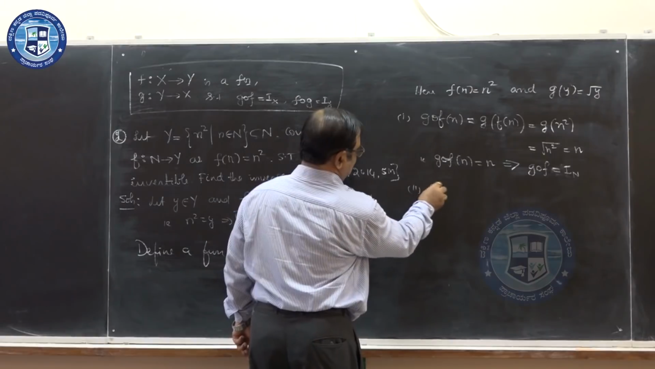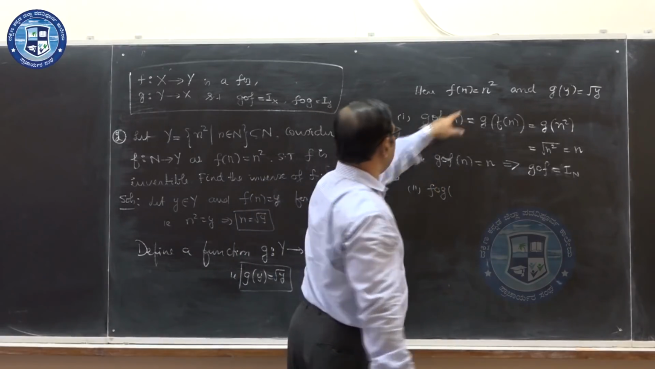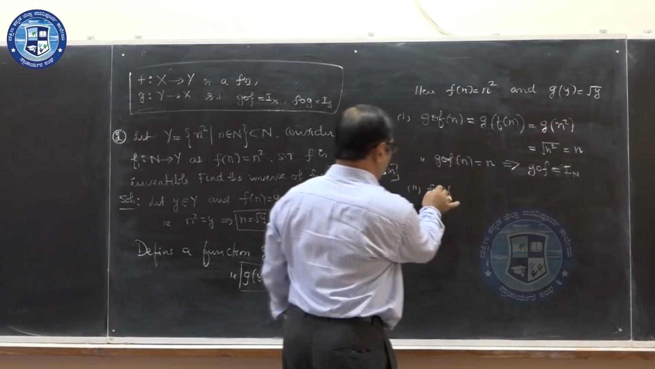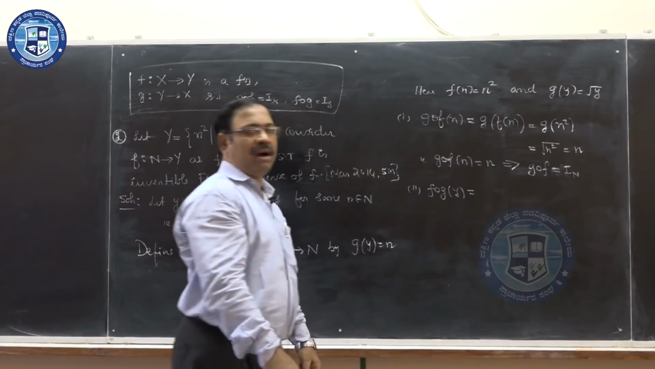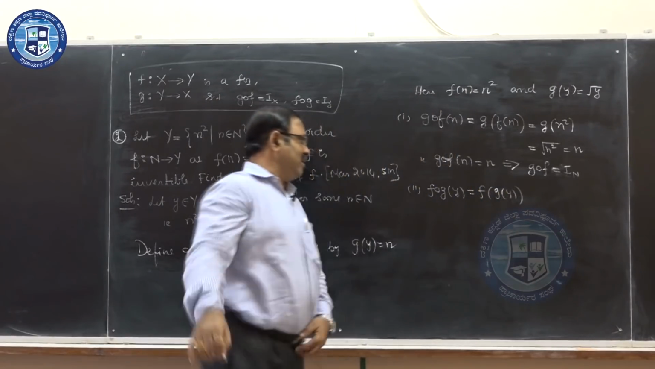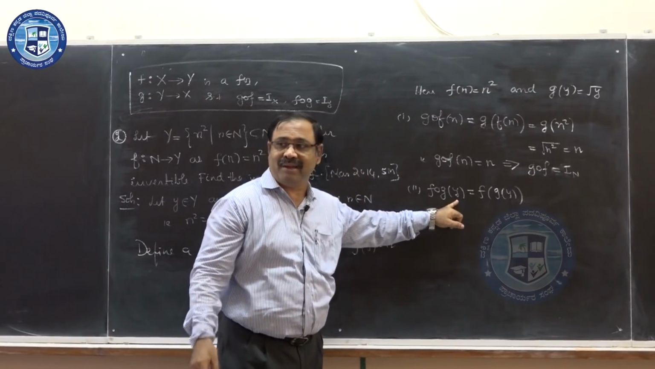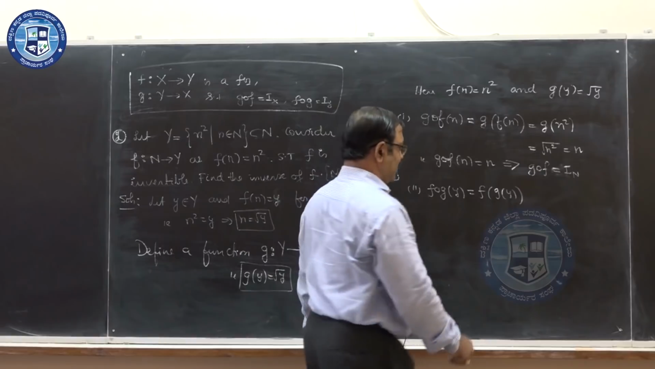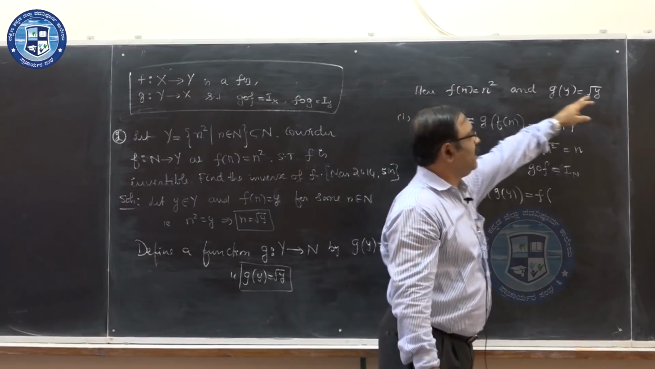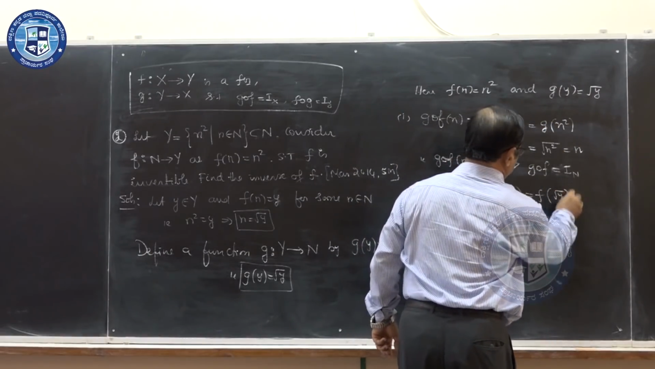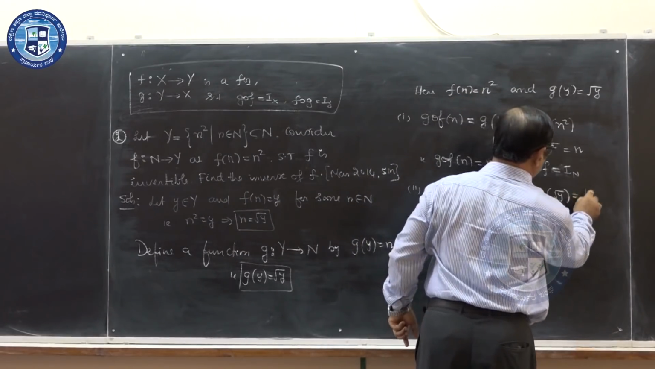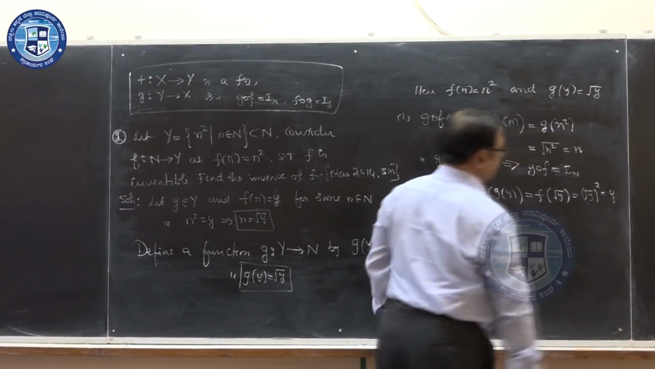Also the second one, f composite g. Since g of y is written, I must write f composite g of y, which is nothing but f of g of y. Substitute for g of y, which is root y. So f of root y, and since f of n is n squared, f of root y is root y the whole squared. That is y.